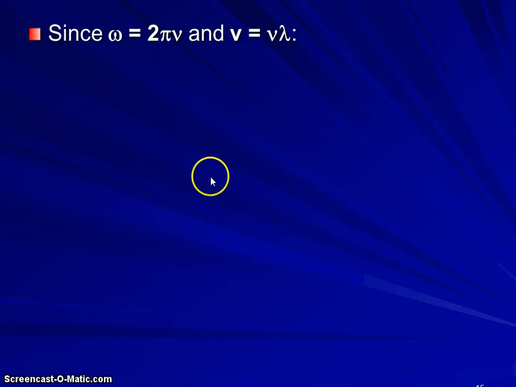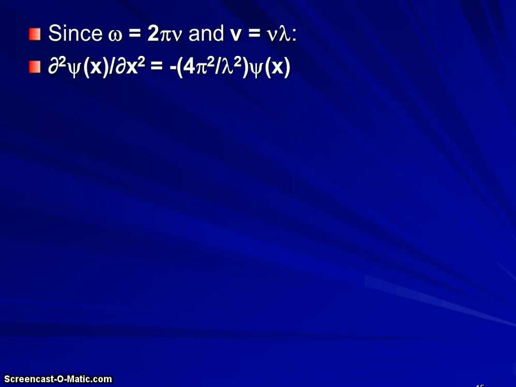Now, as you'll remember, omega is 2 pi times the frequency, where velocity of a wave is frequency times wavelength. So the second derivative with respect to x of the wave function is negative 4 pi squared, we're just substituting these terms in, over wavelength squared times the original function.